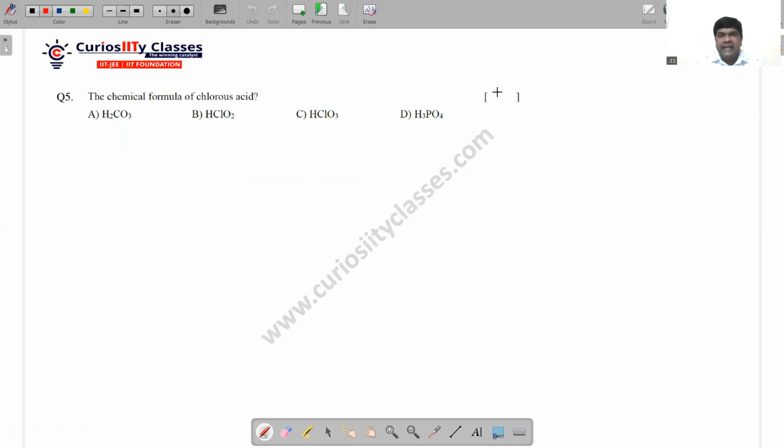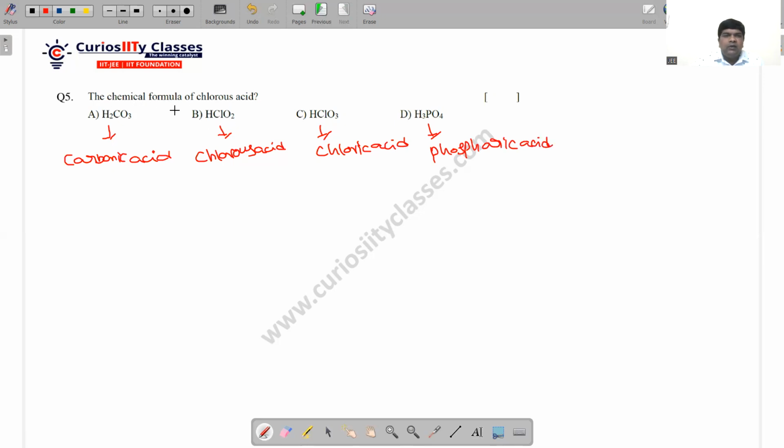Fifth one. The chemical formula of chlorous acid is. H2CO3 is carbonic acid. HClO2, chlorous acid. HClO3, chloric acid. H3PO4, phosphoric acid. HClO2 is called chlorous acid. Option B is correct.